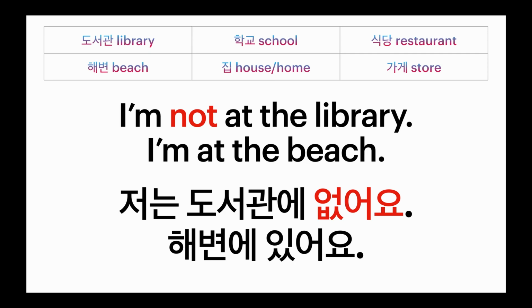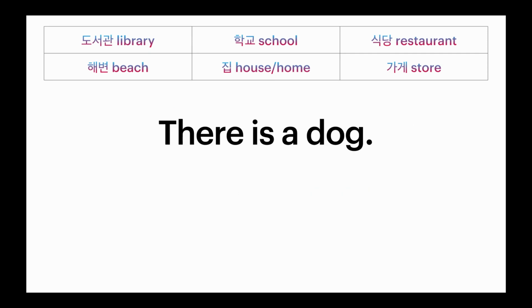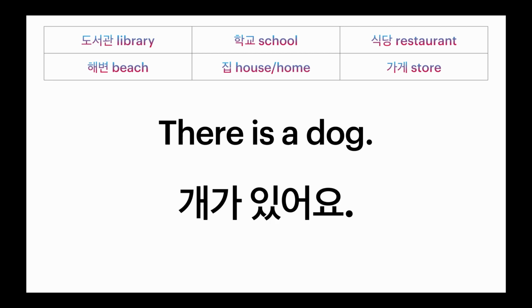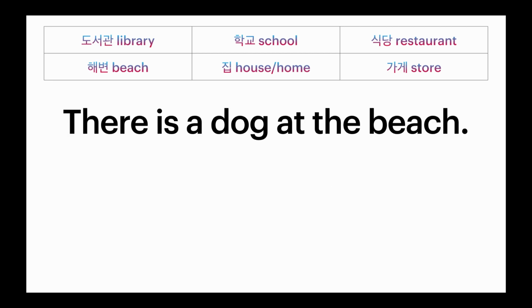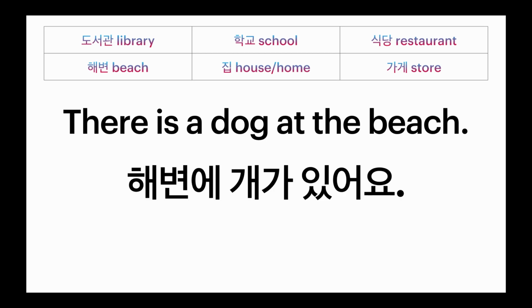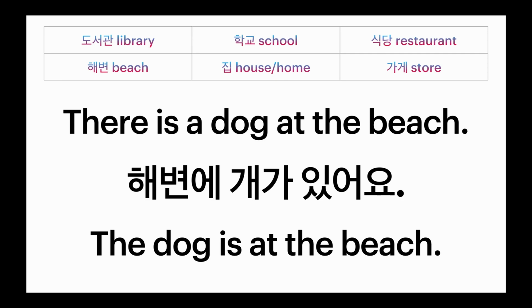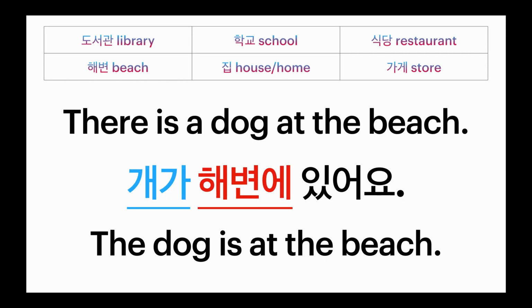Okay, do you remember how to say there is a dog? 개가 있어요. So now let's try there is a dog at the beach. 해변에 개가 있어요. And this sentence can also translate to the dog is at the beach or a dog is at the beach. And this 해변에 and 개가 can also be reversed.